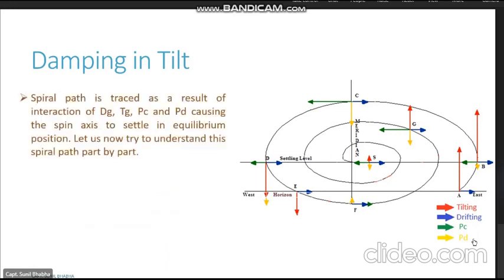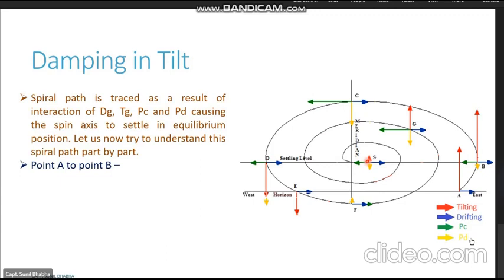The spiral path is traced as a result of interaction between these four forces, that is drifting, tilting, control precession, and damping precession, ultimately causing the spin axis to settle in equilibrium position. The S position which you see here in the diagram is the equilibrium position. Now, right now the diagram looks a bit complicated. A lot of arrows, forces, colors are there, but we will understand this part by part so that it is easy for us to understand.